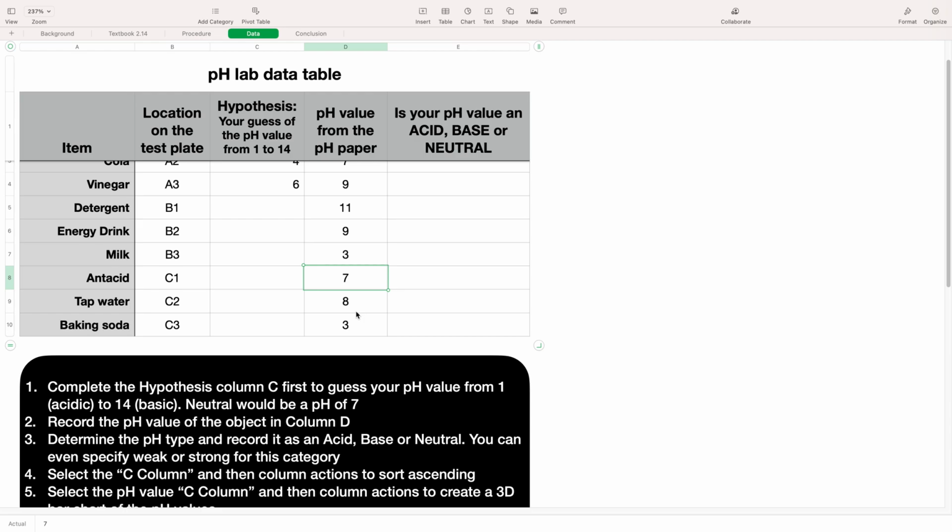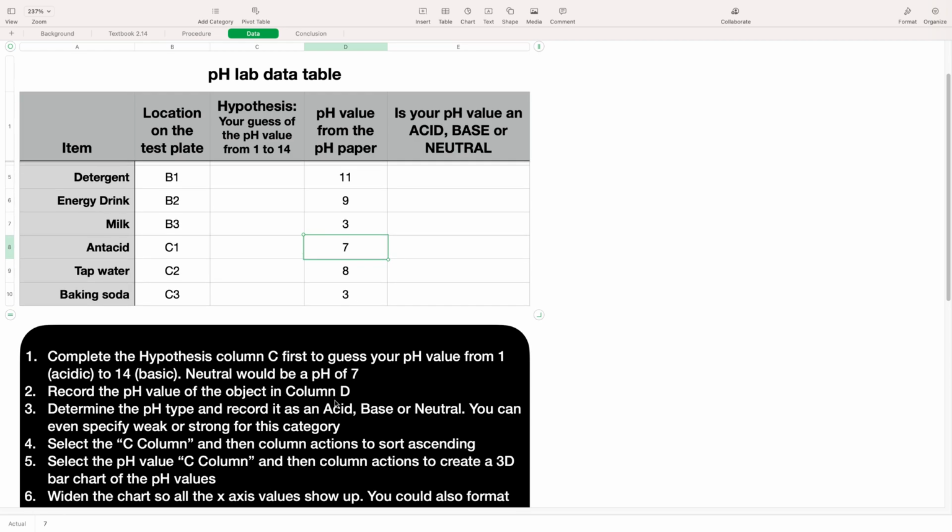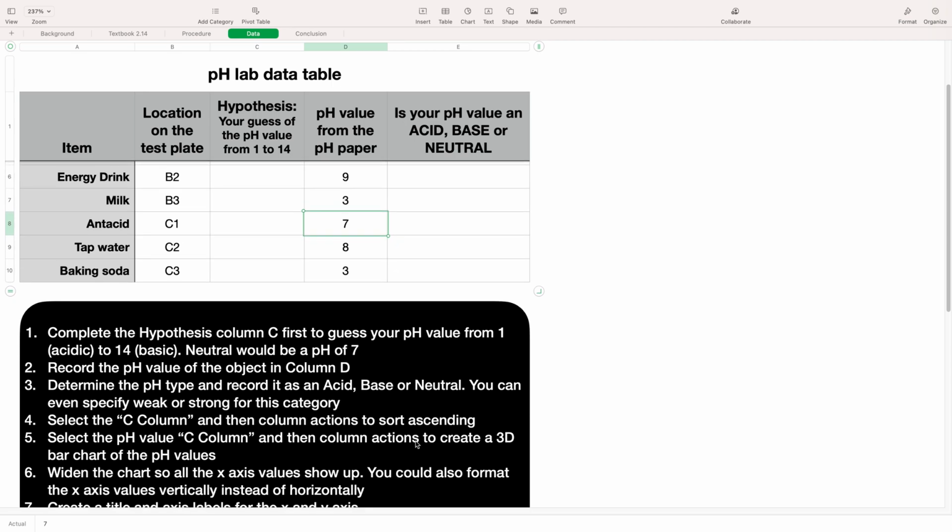3 would be a strong acid. An 8 would be a weak base, and so on, okay? So then you're ready for sorting the table.